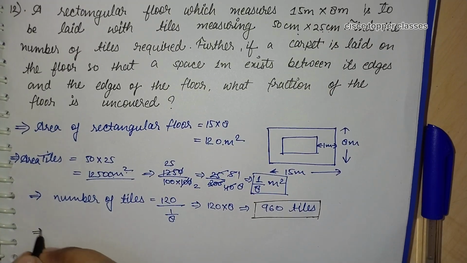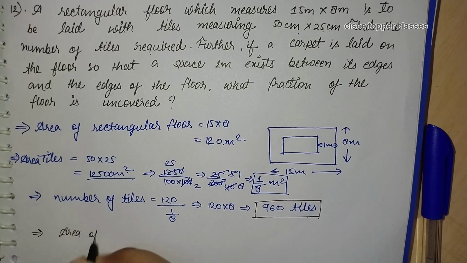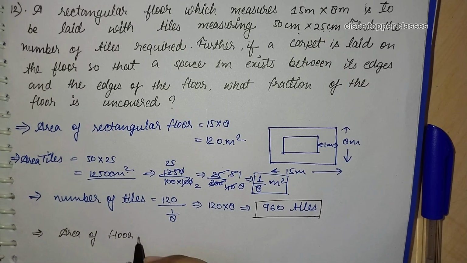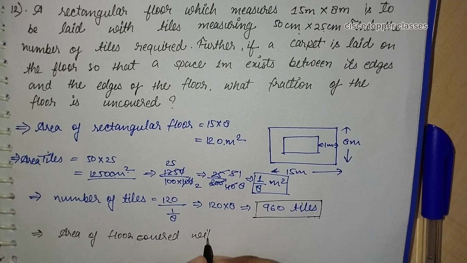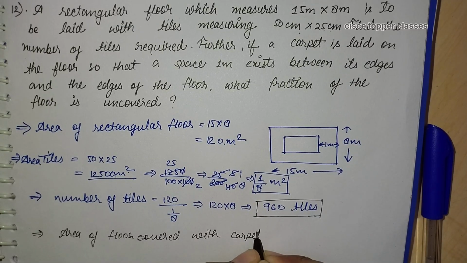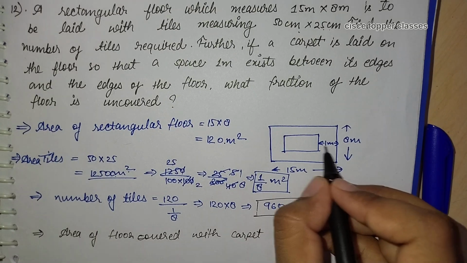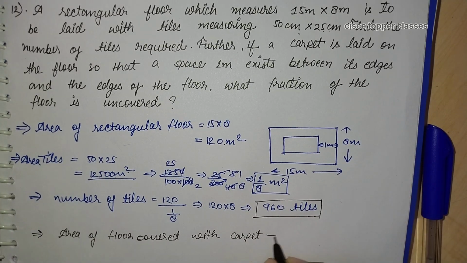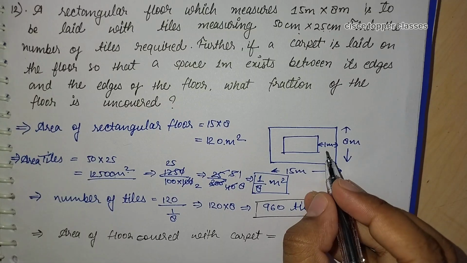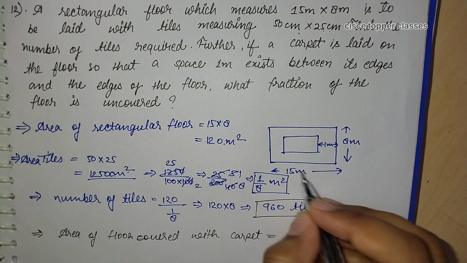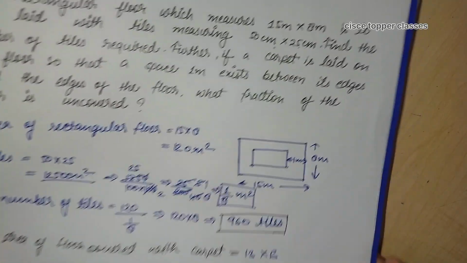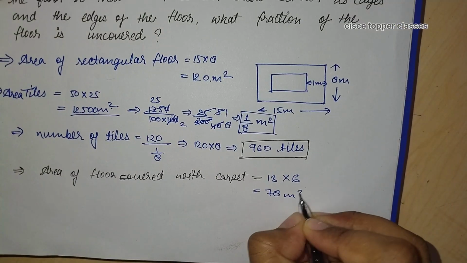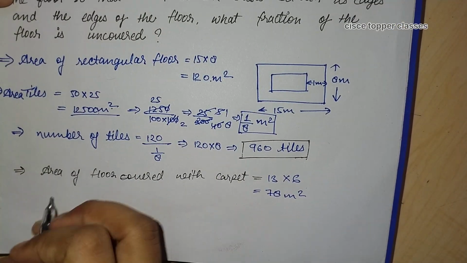So here we can write the area of the floor which is covered with carpet. For finding the area, because the width is 1 meter between the carpet and the floor, we can just subtract 2 meter from the length and breadth. So 15 minus 2 will be 13 meter here, and 8 minus 2 will be 6. So it will be 78 meter square as the area of the floor covered with carpet.